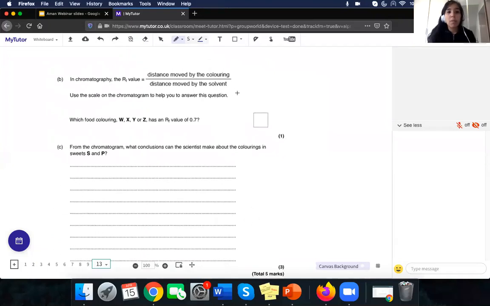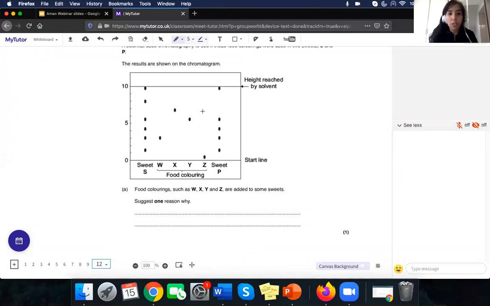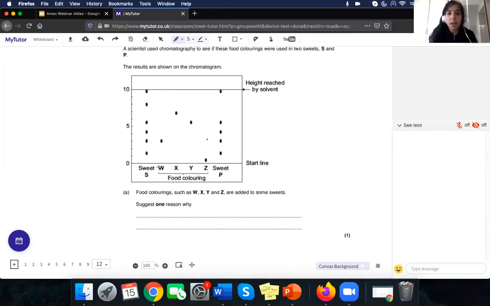Okay, so someone was asking me before about RF. In chromatography, the RF value is, remember, the distance moved by the colouring divided by the distance moved by the solvent. Use the scale on the chromatogram to help you answer this question. I've not got a ruler, but we can have a look. Which of these, W, X, Y, or Z, has 0.7 as a retention factor? We've got a scale here. Remember, it's the distance moved by the food colouring divided by the height reached by the solvent. So out of W, X, Y, or Z, which one do you think will give us a retention factor of 0.7?